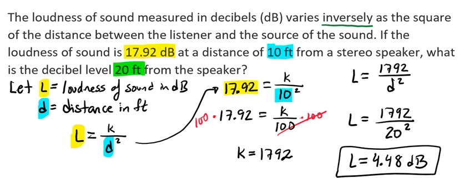Now notice that the loudness of sound is 17.92 decibels at a distance of 10 feet from the speaker. When the distance from the speaker is increased to 20 feet, the decibel level decreases to 4.48 decibels. This is consistent with an inverse relationship: for K values that are greater than 0, as one variable is increasing, the other is decreasing. It also seems reasonable that the farther one moves away from a source of sound, the softer the sound is going to become.